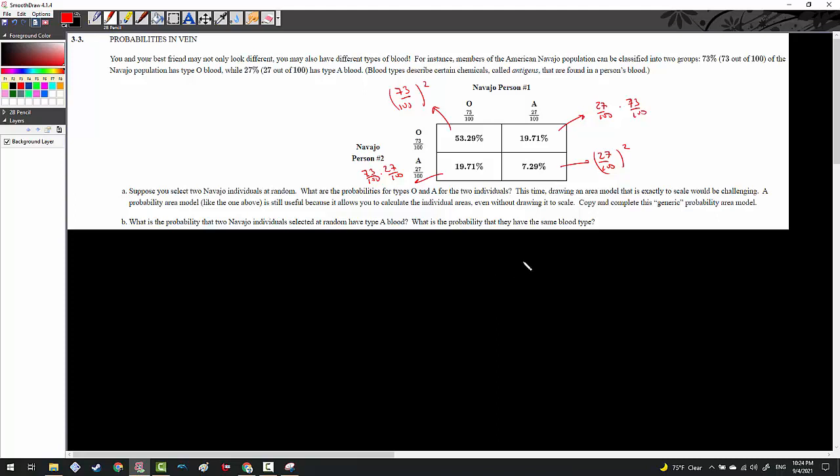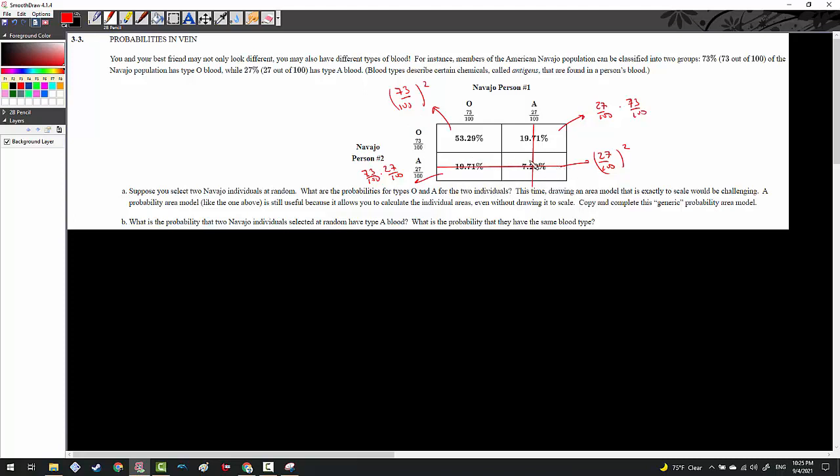Question B says, what is the probability that two Navajo individuals selected at random will have type A blood? And then it says, what is the probability that they will have the same blood? Okay, so let's talk about just two Navajo individuals having type A blood. How do we do that? The probability of Navajo person 1 having type A blood lies along this column right here. And person 2 Navajo having type A blood comes from this row right here.